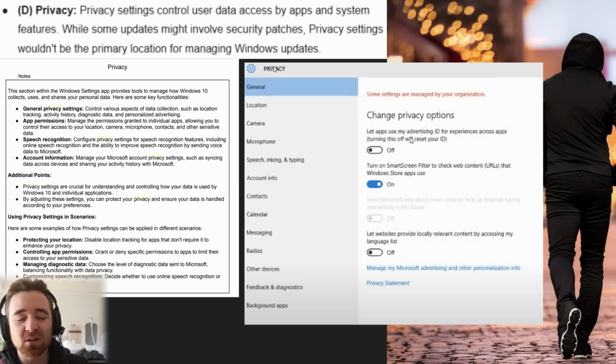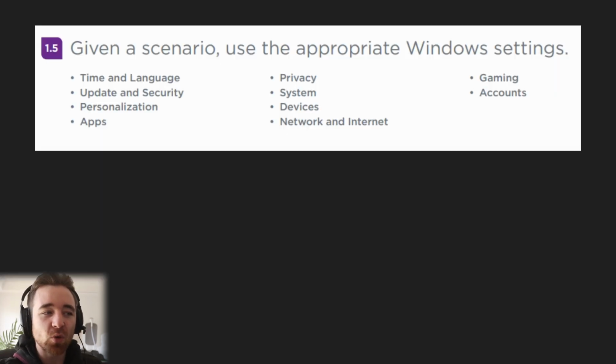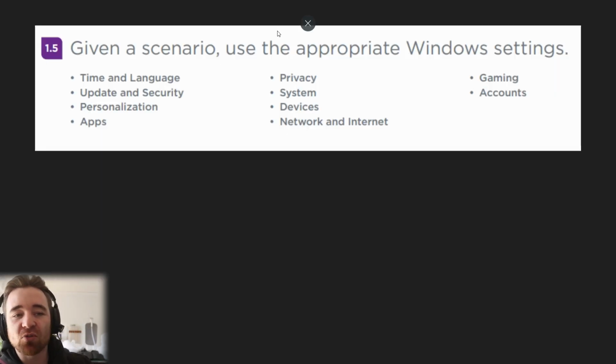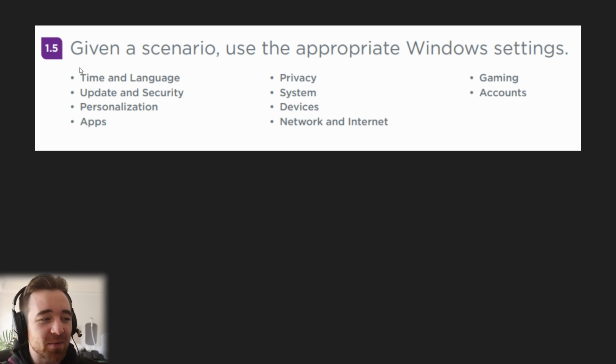But like I said, I'm not going to spend a lot of time on it because often, even without studying it, it's quite intuitive, but you will be getting some questions on it, so I did have to throw it in here. That's from exam objective 1.5. Given a scenario, use the appropriate Windows settings, right? So, of course, if it asks you about time, it's going to be in time and language. If it asks you about updates, it's going to be in update and security. If it asks you about personalizing your computer, it's going to be in personalization.